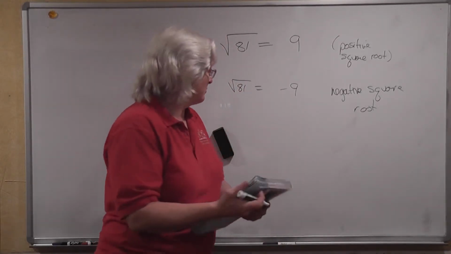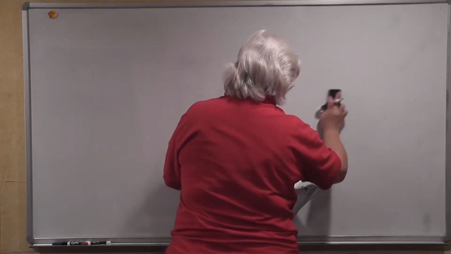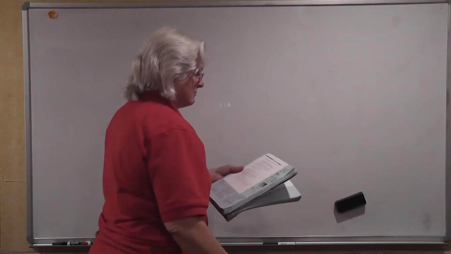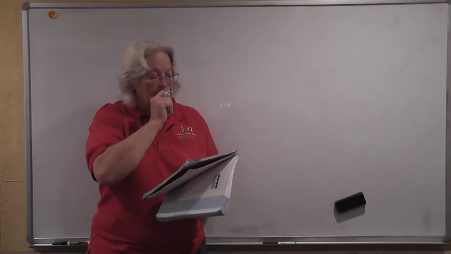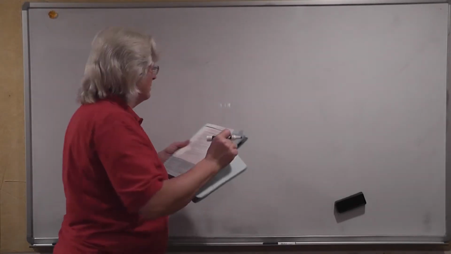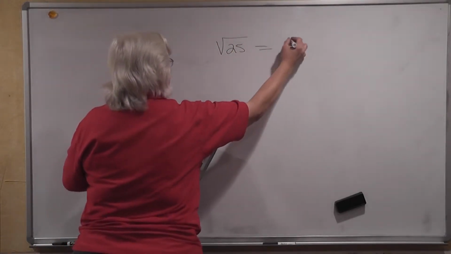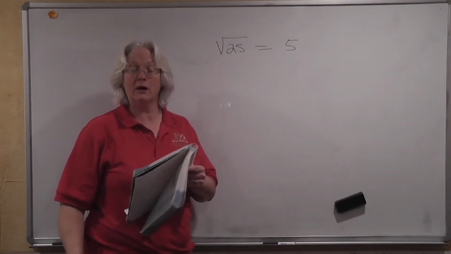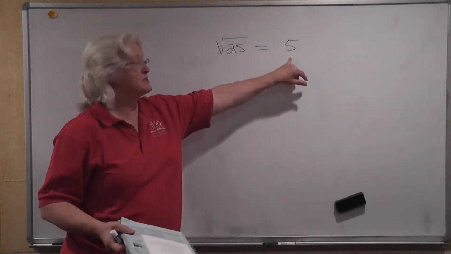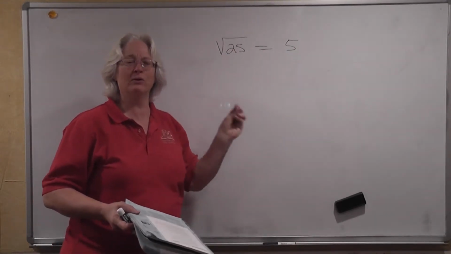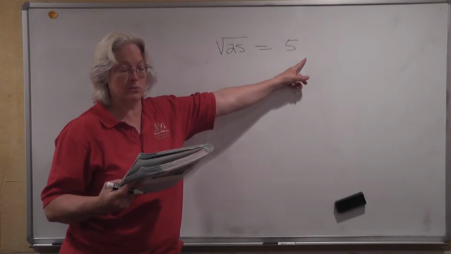Now this says, find the square root of 25. This is our example. Find the square root of 25. What number multiplied by itself is going to give you 25? 5 times 5 is 25. So this is the positive square root of 5. If they don't tell you they specifically want the negative square root, you can just indicate the positive square root.